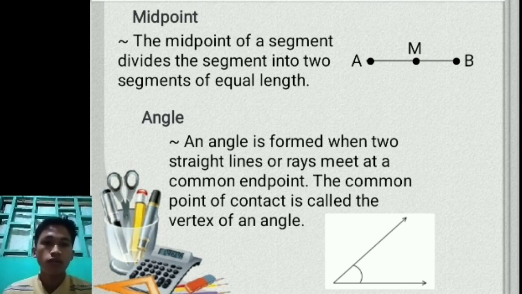Next is angle. What's an angle? An angle is formed when two straight lines or rays meet at a common endpoint. The common point of contact is called the vertex of an angle. So based on this illustration, this is the vertex. Then we also have different types of angles, but later on we'll discuss that. This discussion covers the basics in terms of geometry.